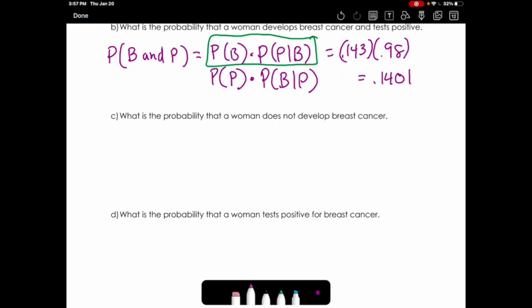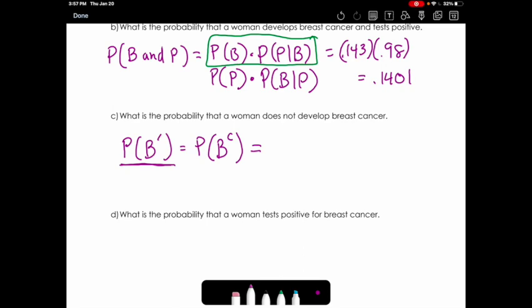Part C says, what is the probability that a woman does not develop breast cancer? So that is the complement of the event B. We could also write it like this. It just depends on what book you're using. I think our book uses the prime notation, but either one, it means the same thing.